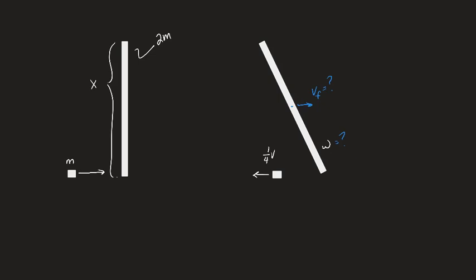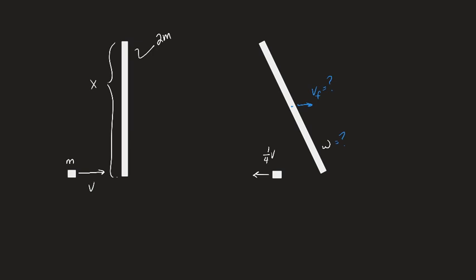So in case you didn't understand, the rod has mass 2M, so they're multiples of each other. The box is mass M. It does not stick to the rod. It bounces off, and it bounces back along the path it came from with a speed of 1/4 V. What I don't have written here is, let's just say that the initial speed of the box is V. That way the 1/4 V makes sense, that it bounces back at a slower speed after the collision.